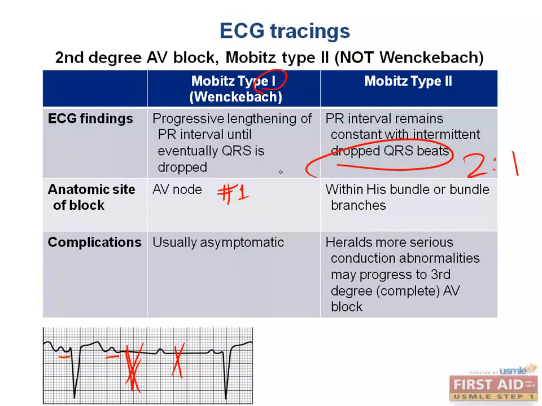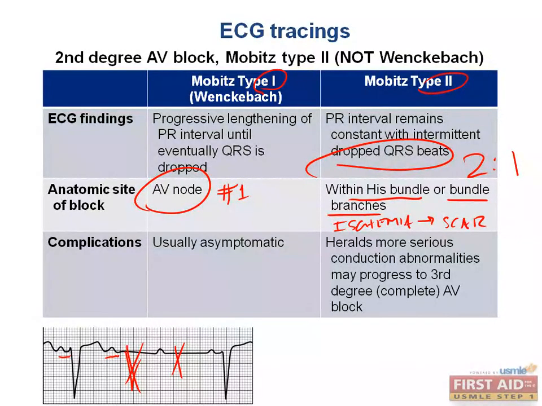So the anatomic site of block for type 1 is higher up in the conduction system, if we're talking more superiorly, the AV node in type 1, and then in type 2, it's when the his bundle or the bundle branches have some sort of fibrotic change. And it's usually due to ischemia, because remember when we have ischemia, the cells die, and the only way the heart can heal it is with scarring. There are no stem cells in the heart.